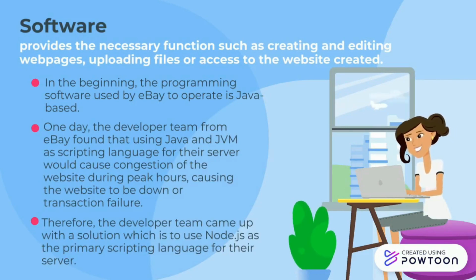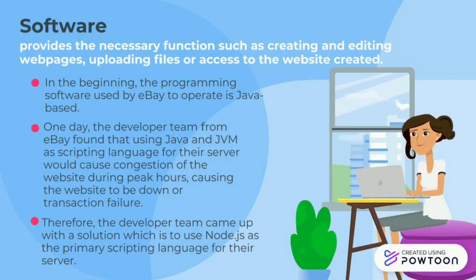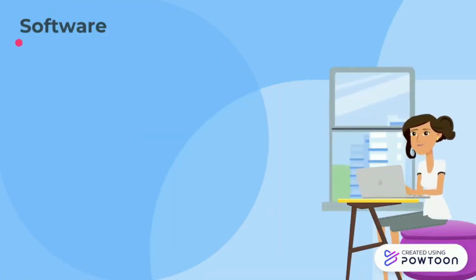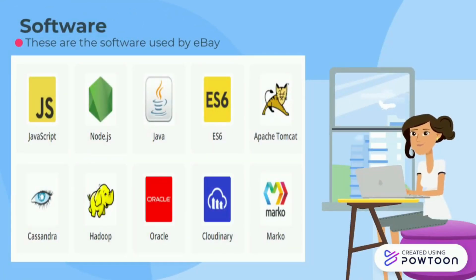So in the beginning, the programming software used by eBay to operate was Java-based. One day, the developer team from eBay found that using Java and JVM as the scripting language for the server would cause congestion on the website during peak hours, causing the website to go down or even transaction failure. Therefore, the developer team came up with a solution, which is to use Node.js as the primary scripting language for their server. The picture below shows the software used by eBay, including JavaScript, Node.js, Java, and other software.